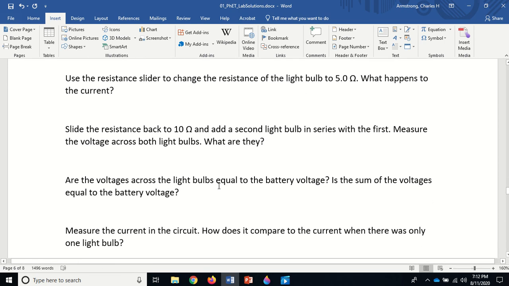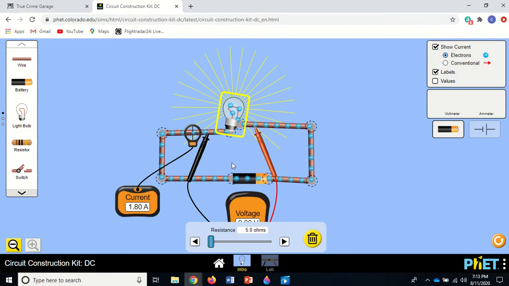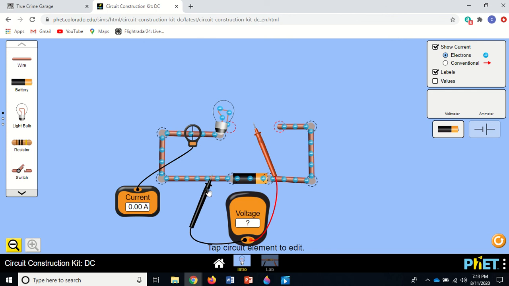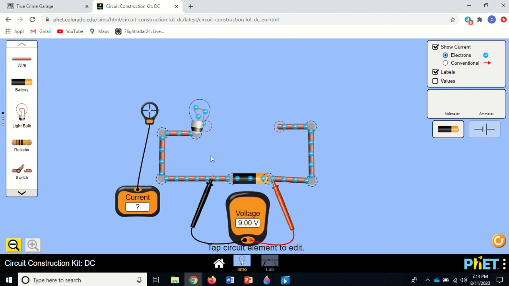Okay, slide the resistance back to 10 ohms and add a second resistor in series. We do that by making this back to 10. Then we want to break this. If you click on that, it'll give you scissors. So there, broke it. I can get this stuff out of the way. Move this back over here.